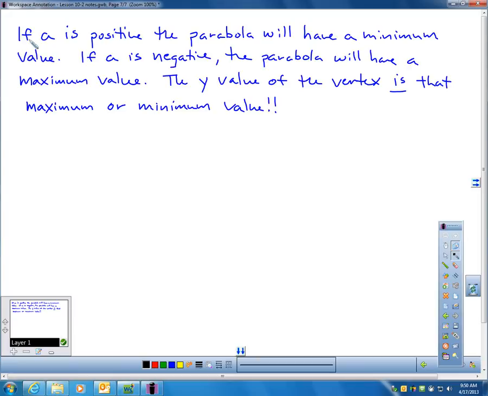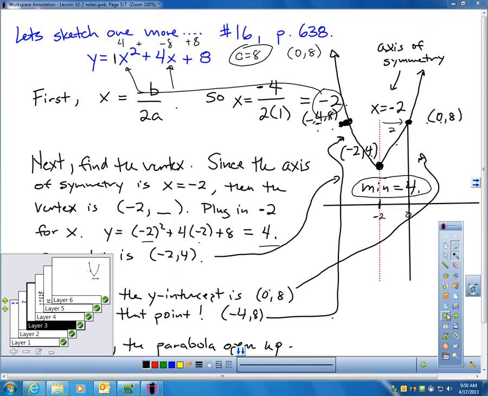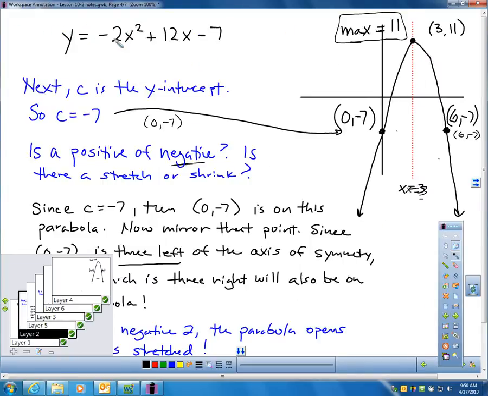Wrapping up here. Remember, if A is positive, the parabola will have a minimum value. Let's think about that for a minute. Okay? A was positive. That means the parabola opens up. If the parabola opens up, it has to have a minimum or a lower end, because it's opening up. It never stops opening up. It'll go up forever. So it has a minimum if A is positive. If A is negative, then our parabola has to have a maximum because the parabola is opening down. That means it will have one high point, and from there on it just keeps on going down forever.